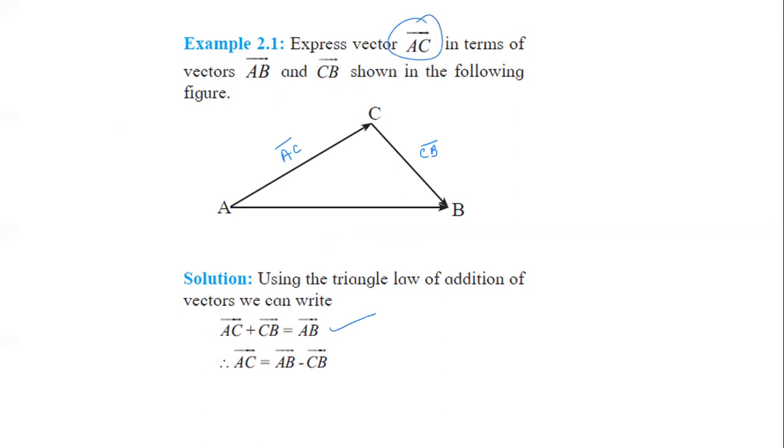So AC you have to keep on this side, and CB you can transfer to that side. You will get minus CB here. So AB bar minus CB bar. So this is the triangle law of vector addition. We use the triangle law and we have written AC bar only. That's it.